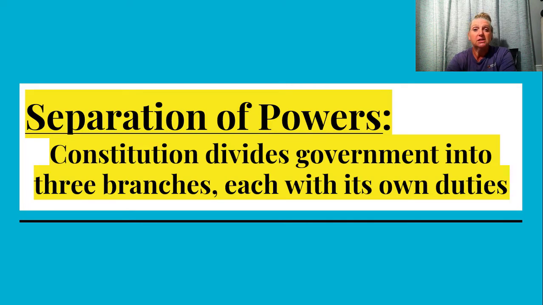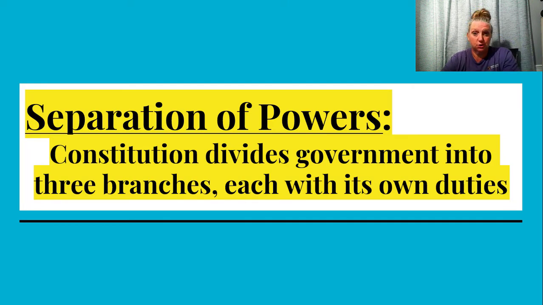So the legislative branch is the lawmaking branch, and the Constitution lists out the powers that the legislative branch has. The executive branch is the enforcement branch. It's the job of the president and the executive agencies to ensure that the laws that have been passed by Congress are being enacted and enforced across the country.